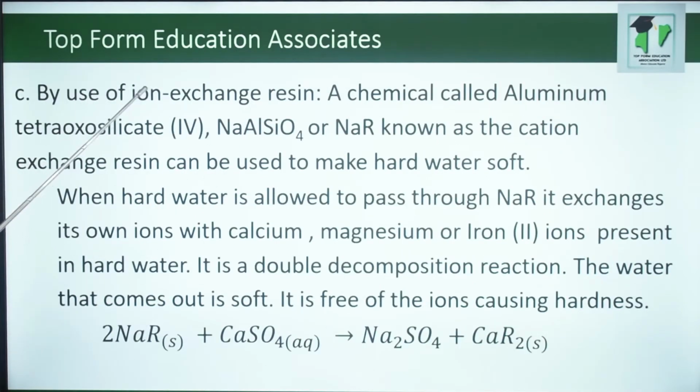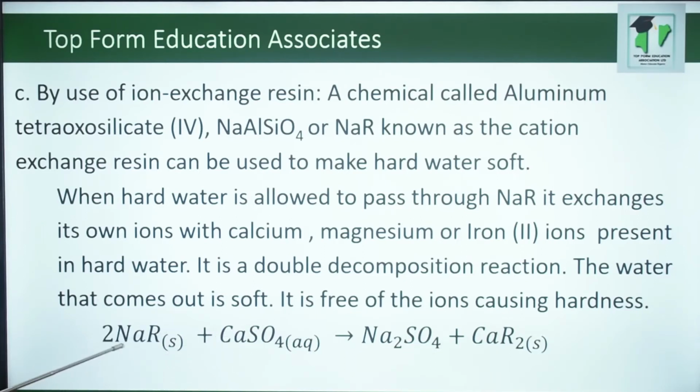By use of ion exchange resin. A chemical called sodium aluminum silicate or NaR, known as a cation exchange resin, can be used to make hard water soft. While hard water is allowed to pass through sodium permutit, it exchanges its own ions with calcium, magnesium, or iron II ions present in hard water. This is called a double decomposition reaction. The water that comes out is soft. It is free of the ions causing hardness.